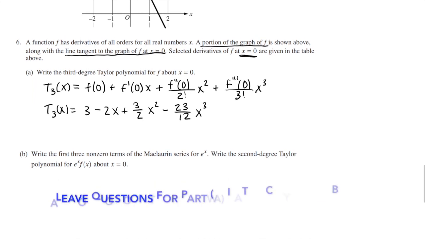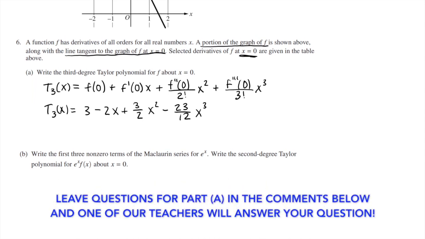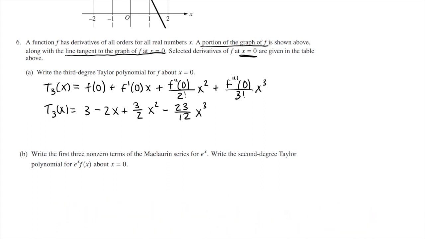For part B, it says, write the first 3 non-zero terms for the Maclaurin series for e to the x. All right, so maybe let's just do that before we even read the next part. Remember that the Maclaurin series just means that your center is 0. Same way, that's what we are finding for f here too. So we're centered at 0. It's good to remember that the Maclaurin series for e to the x is just given by the sum from n equals 0 to infinity of x to the n over n factorial.